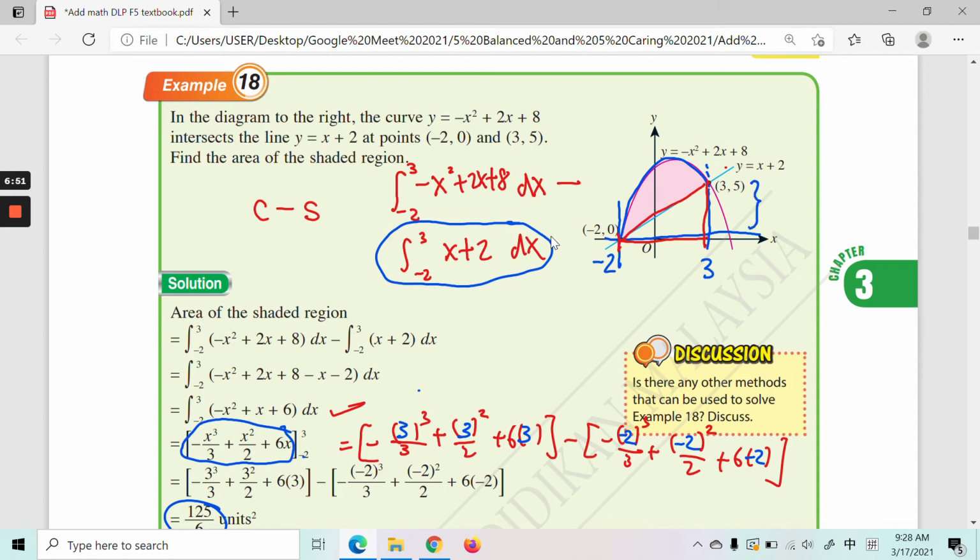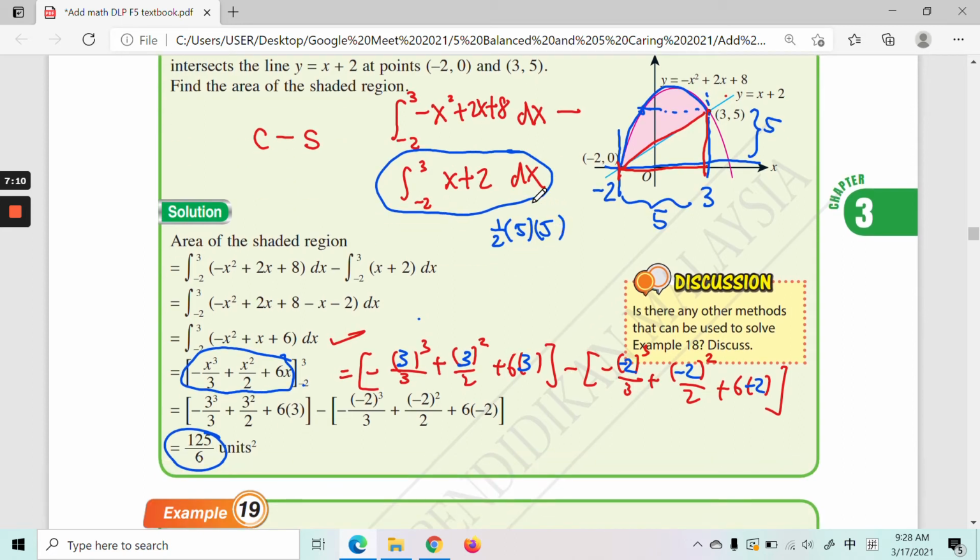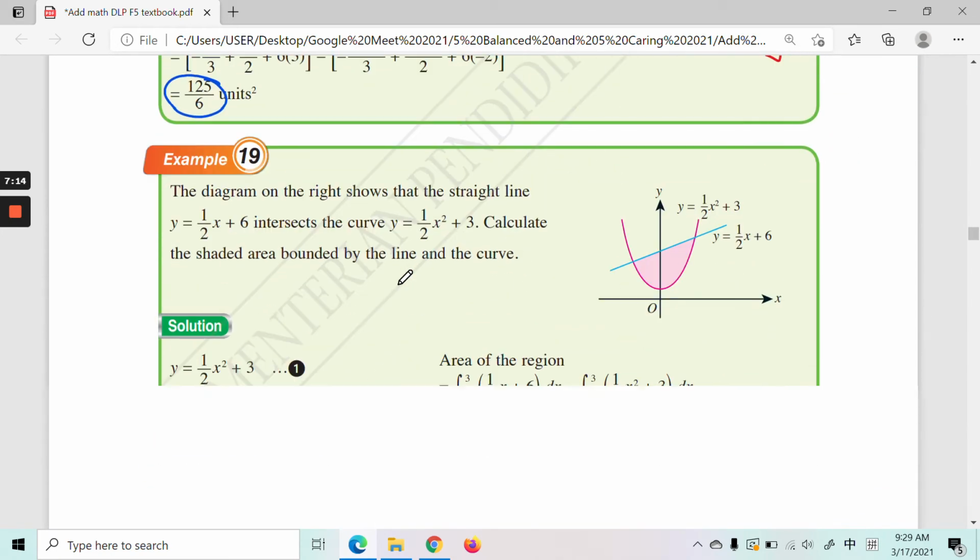So I know this height is 5, right? So I can use 5 here. And then the base is, here have 2, here have 3, so the base is 5. So I can use 1 over 2, 5 times 5 to replace this part. So that is the second method. So up to you. You want to use the basic formula of a triangle, or you want to use integration, up to you. It's okay.